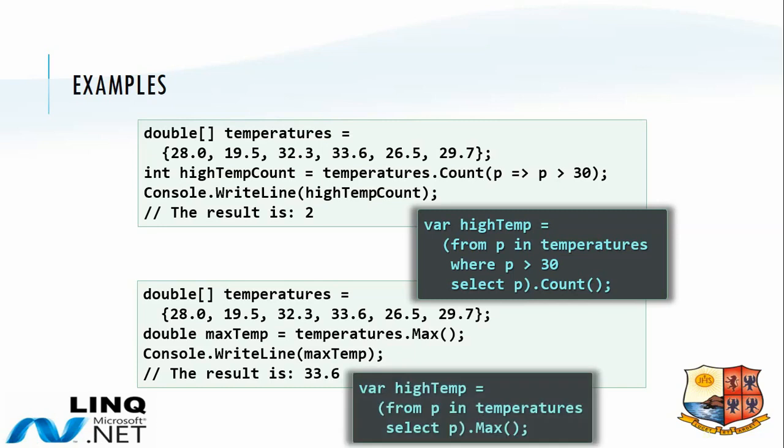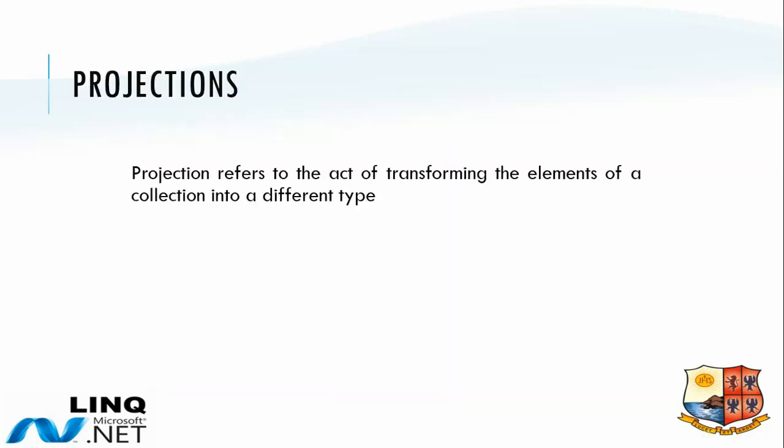Same thing here in query, we'll write it as from P in temperatures, select P, which means select everything, dot max. Give me the maximum value in that collection that I've queried right now. Next one, projection. It is just printing it or converting it into a format which you can print.